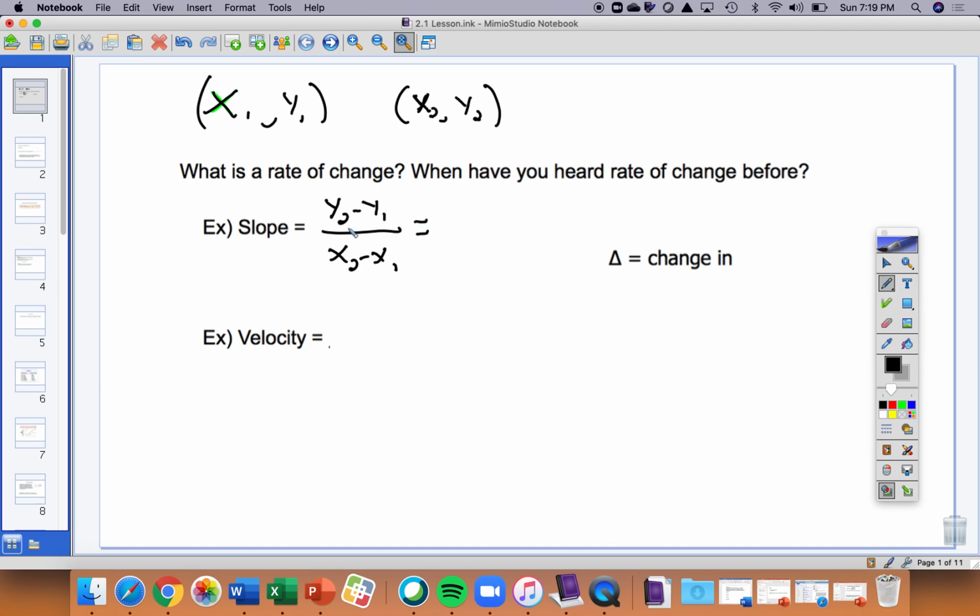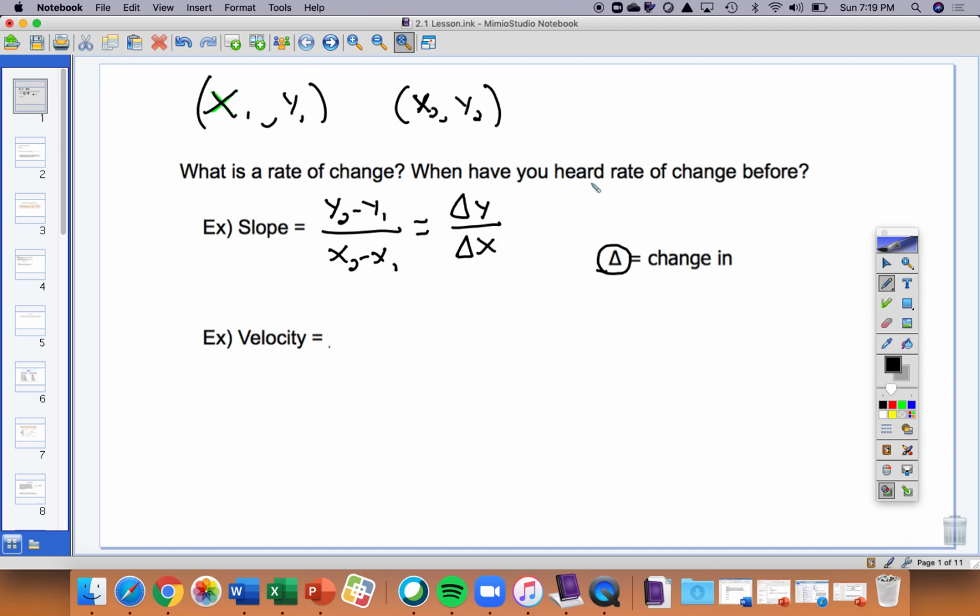So instead of saying y2 minus y1, we're going to say change in y. Instead of writing change in, we're going to use this symbol here. It's called a delta. It looks like a triangle. So we're going to say it's delta y over delta x, change in y over change in x.